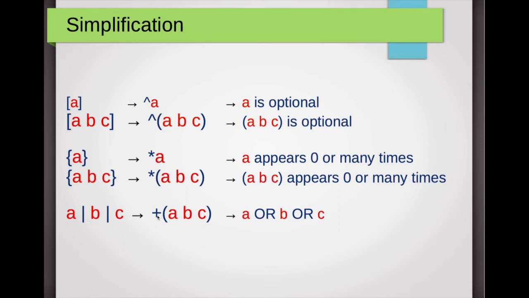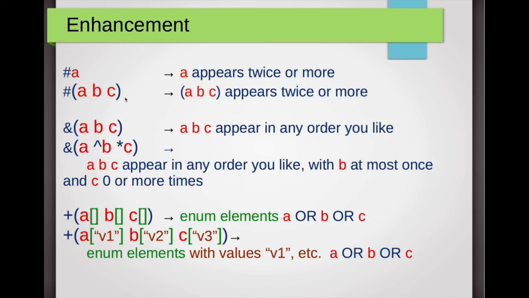And for this OR operator, I just do it the same way. I have a plus sign, meaning OR, and the items are grouped in parentheses. So that means all that is between these parentheses is an alternative, A or B or C. Having done that, we have the possibility to add some new operators, and that's what I did here. Well, I had the idea to add this sharp sign, meaning appears twice or more.